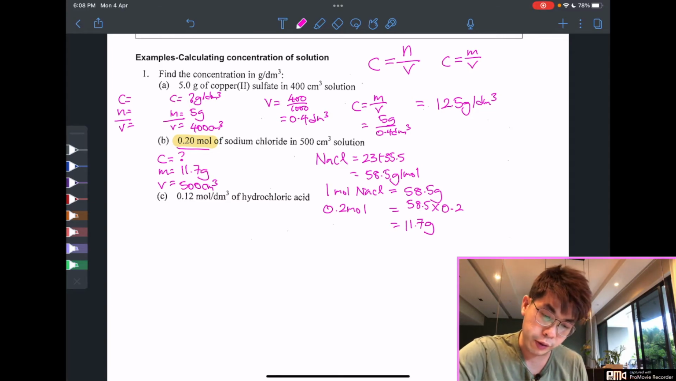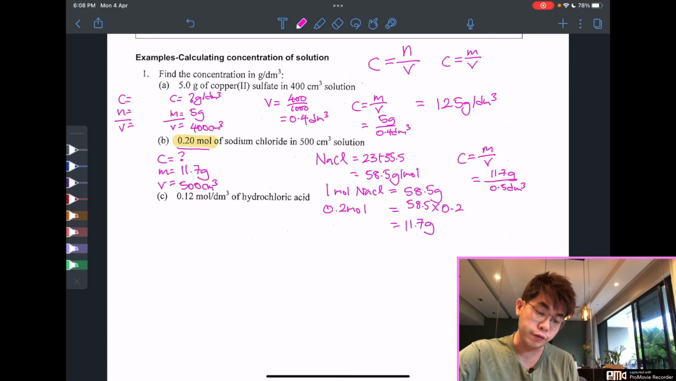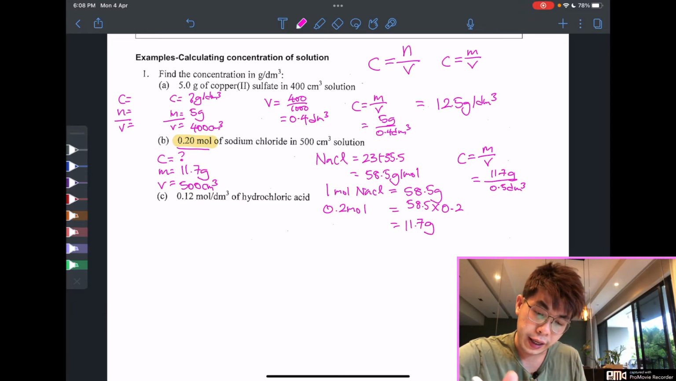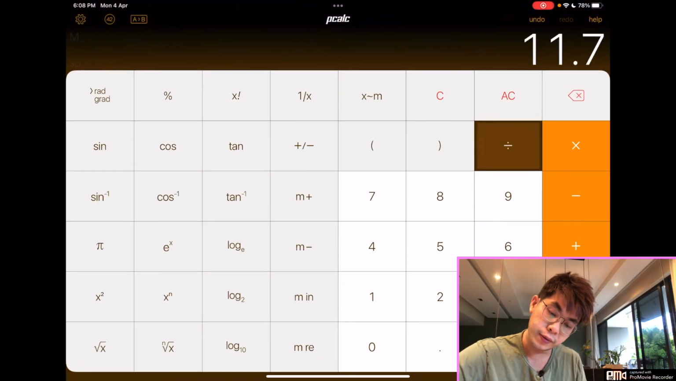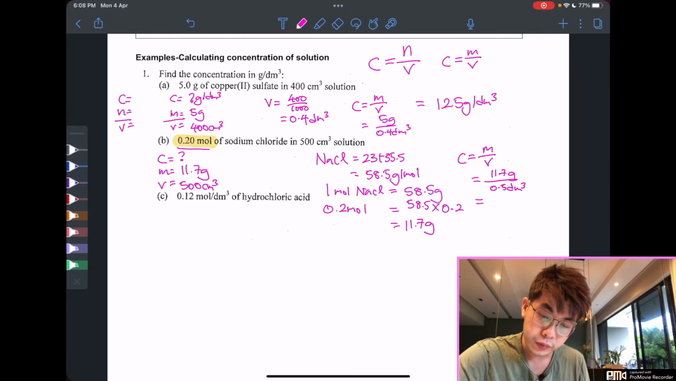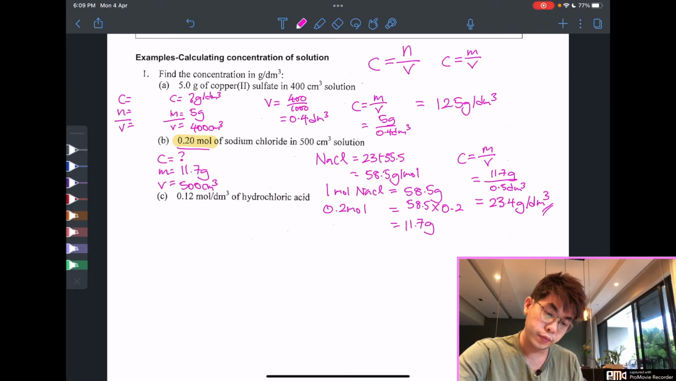Then I will use my formula C equals M over V. So that's 11.7 grams divided by 0.5 dm cube. You should have seen that I've already converted my cm cube to dm cube by dividing by 1000. 11.7 divided by 0.5 would be 23.4. So it's 23.4 grams per dm cube.